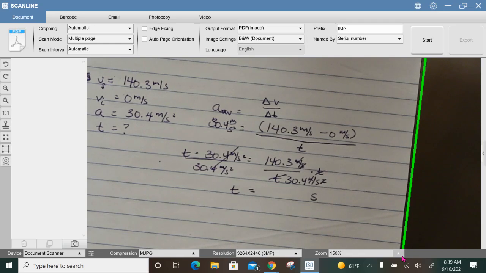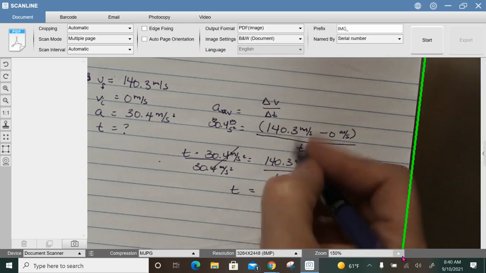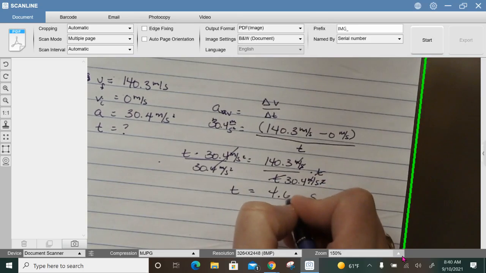So 140.3 divided by 30.4 comes out to be how much? And how many significant figures should my answer have? 4.6. How many significant figures should it have? Oh, okay, 4.61. Let's round that. What comes after the 1? Yeah, so we'd round up to 2. So 4.62.